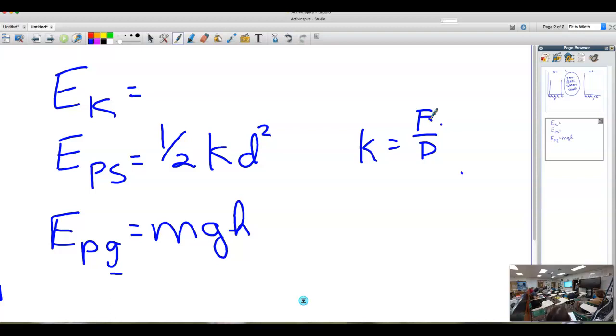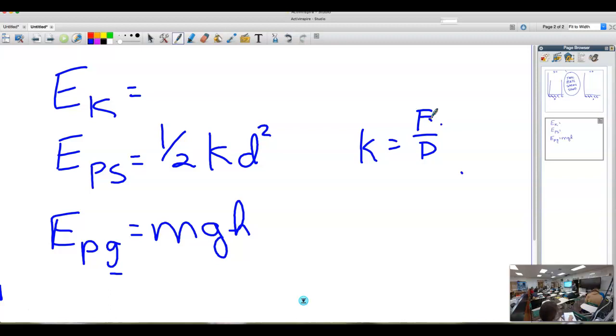Okay, but we can store at least enough to get that tape into the air and have fun with it, kind of. So that's our formula for our spring potential energy. How do you calculate it? K times d squared times one half. No, how do you calculate K? The force applied over the distance.